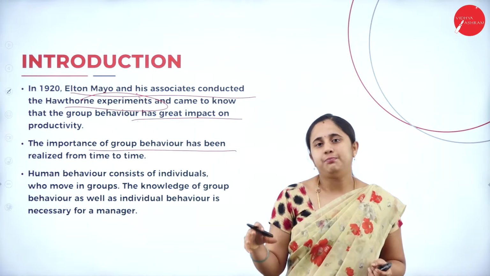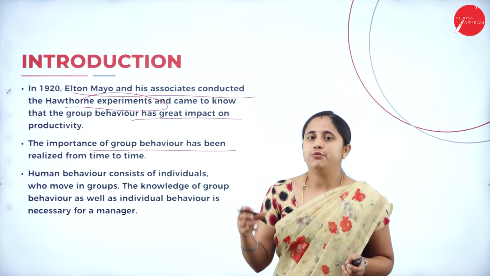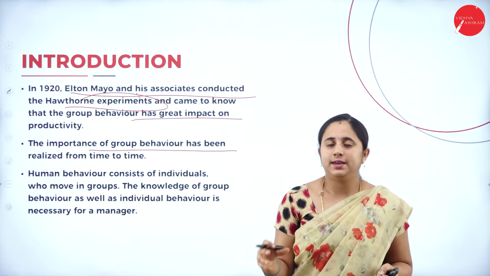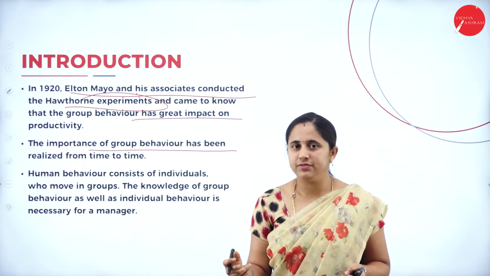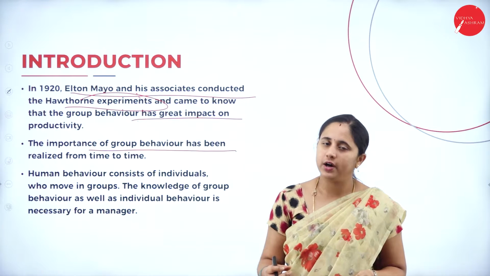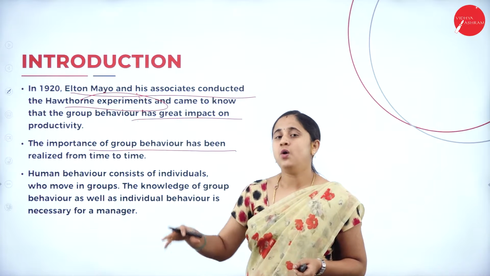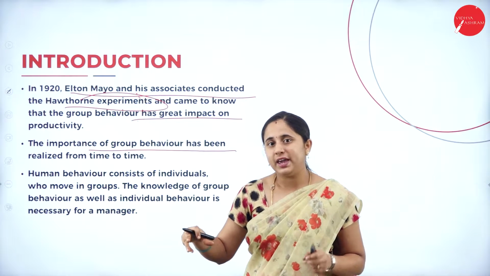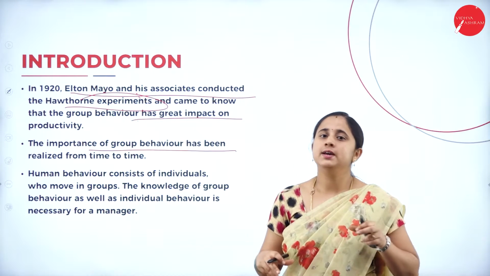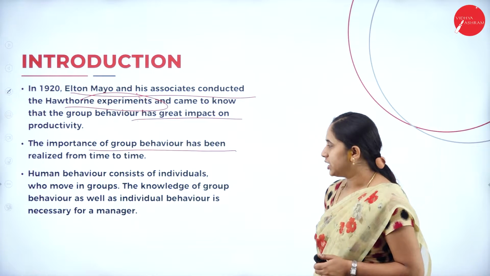Now, individual needs and wants are more important. So it is important to study individual behavior as well as group behavior. The group plays an important role in the organization, and it takes on importance from time to time. The study of individual behavior as well as group behavior is an important factor for the organization to achieve its objectives.